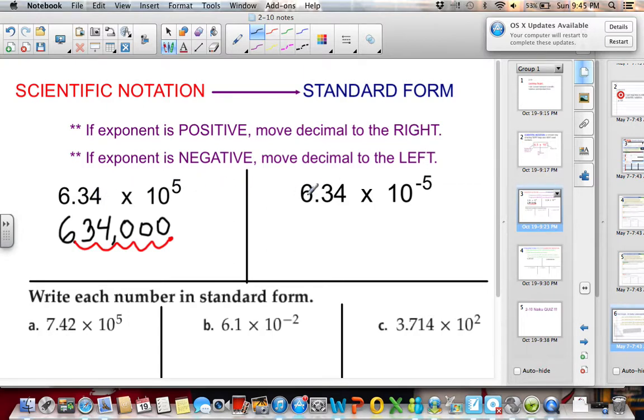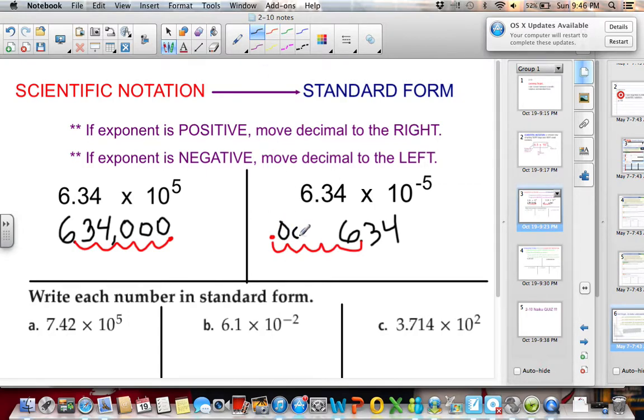If we have 6.34 times 10 to the negative fifth, our exponent is negative, so we're going to move our decimal to the left. So I'm going to rewrite 6.34. This time I'm going to move it to the left 5. So I go 1, 2, 3, 4, 5. Here's my new decimal. And then I plug in zeros.